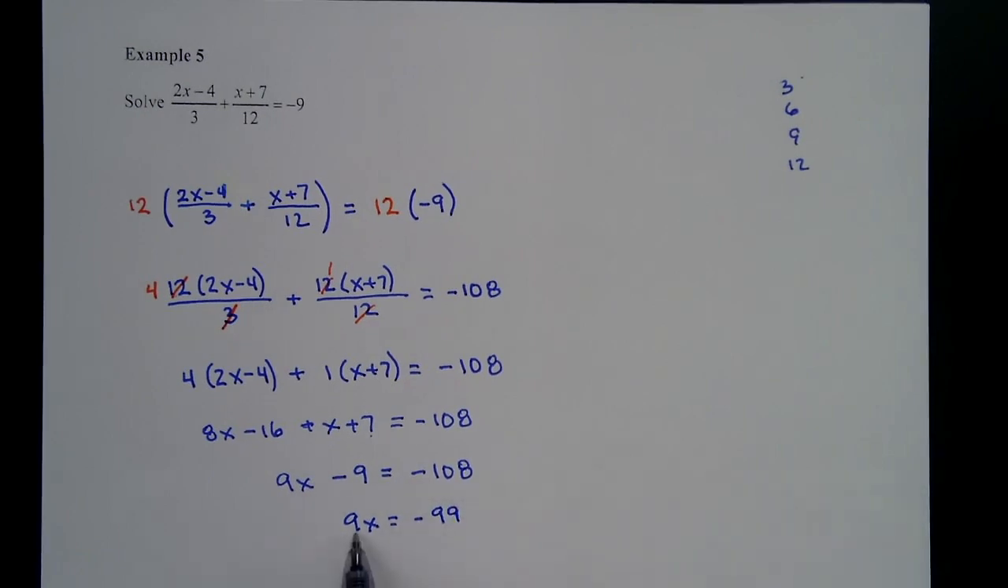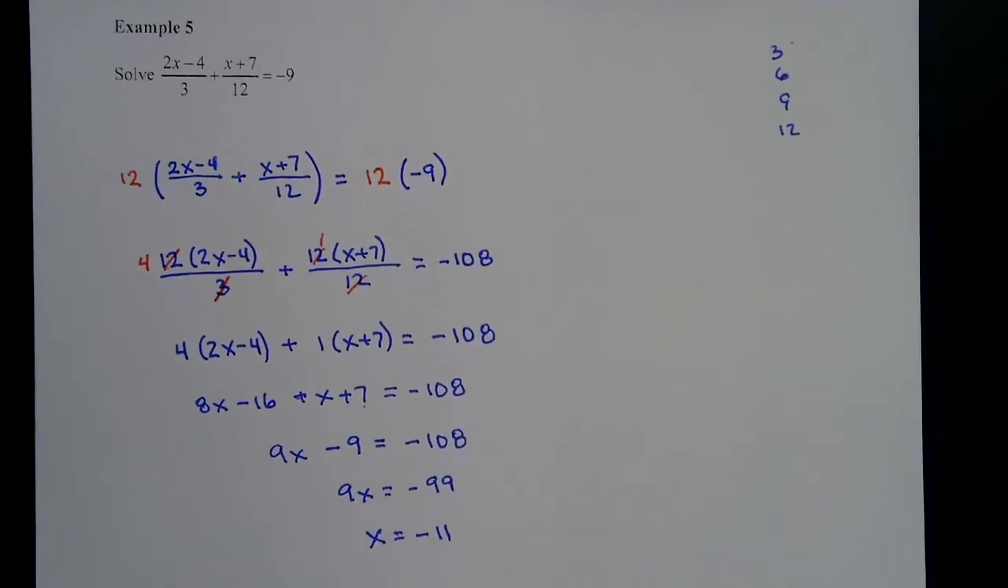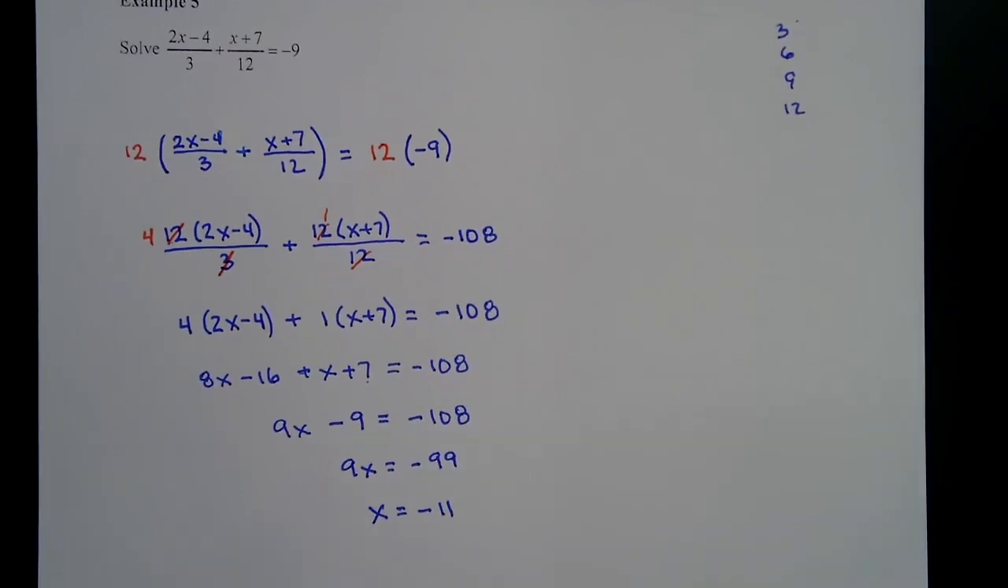Now, because I'm multiplying this x by 9, to undo that, I'm going to divide both sides by 9, and the result is x is equal to negative 11. Let me slide that up a little bit. So x is equal to negative 11, and that's the answer to this problem.